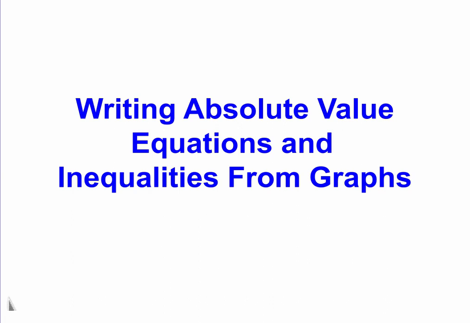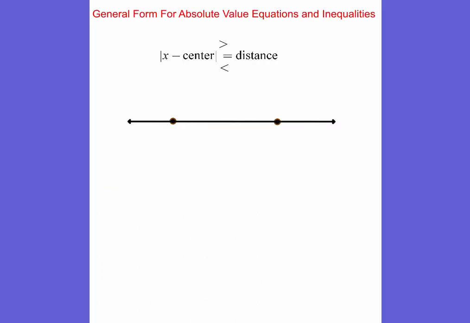For this video, we're going to be covering how to write absolute value equations and absolute value inequalities if you're given their graphs. So the general form for an absolute value equation or inequality looks like this, and it's kind of a weird looking thing. It's always going to be the absolute value of x minus a number, and that number represents the center of the absolute value.